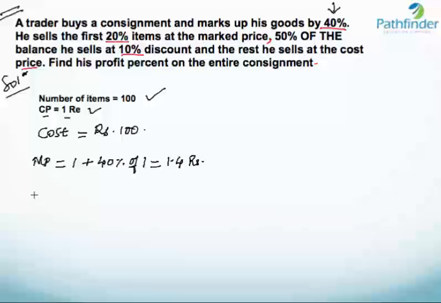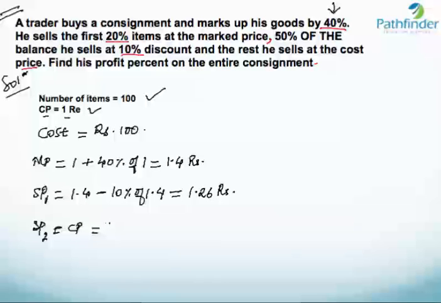This is the base mark price. Then there are two selling prices. The first selling price is at a discount of 10%. So the first selling price is the mark price, that is 1.4 minus 10% of 1.4, that should give you 1.26 rupees. So this is our first selling price, and the second selling price is actually equal to the cost price, and therefore we can straight away take it up as 1 rupee.